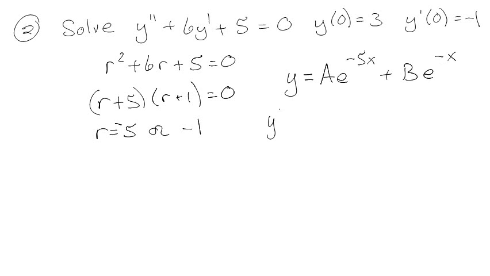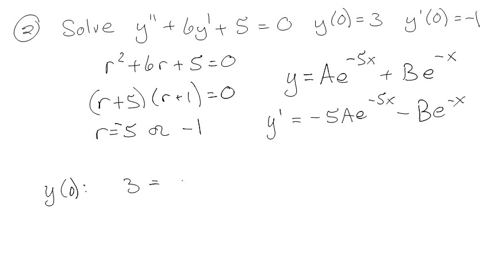Again, to apply the initial conditions, I'm going to need the derivative, so negative 5a e to the negative 5x. This one's a little bit easier, minus b e to the minus x. So if I apply the first initial condition, I get 3 is equal to a plus b. If I apply the second initial condition, I get negative 1 is equal to negative 5a minus b.